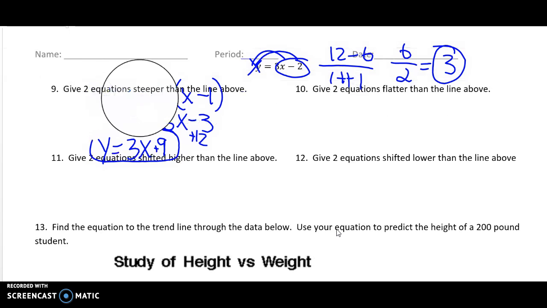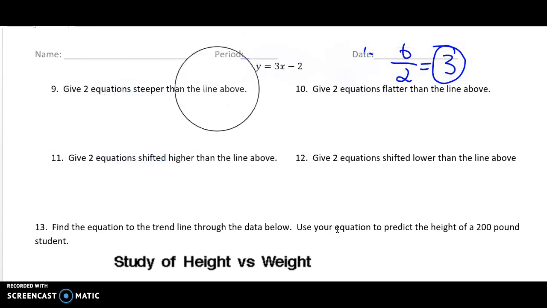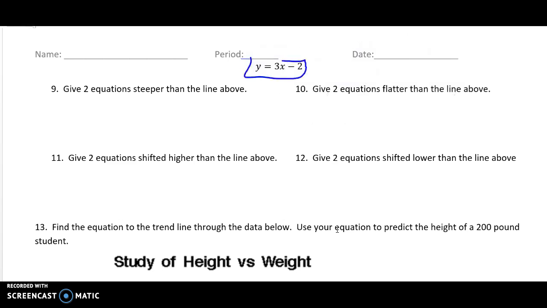Number 9, 2 equations steeper than the line above. Steeper means bigger slope. So, y equals 4x minus 2. And y equals, let's get crazy, 100x minus 2.